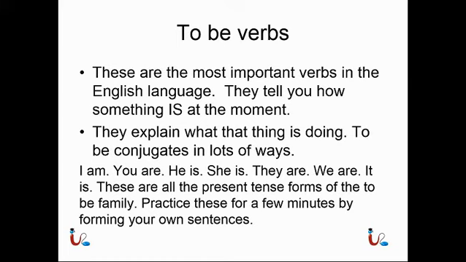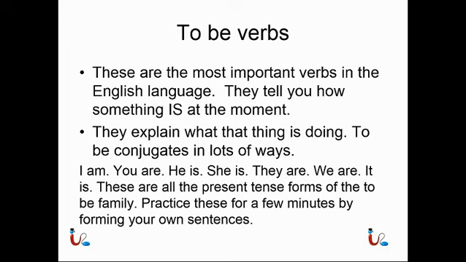To be verbs. These are the most important verbs in the English language. They tell you that something is at the moment, that something exists, and that something is doing an action, that something is completing an action. I breathe. That tells you that I breathe. There is no to be verb there, right? However, if we were to use a to be verb, I am breathing. It tells you I exist and what I am doing. I am is the to be verb for I.